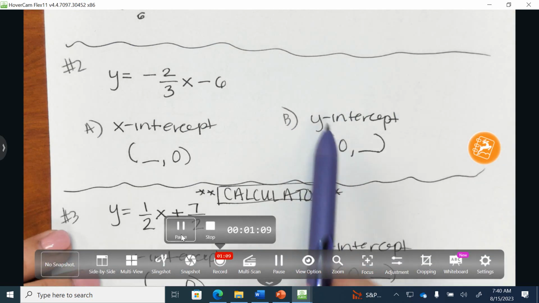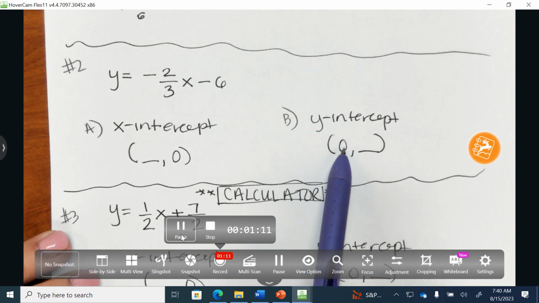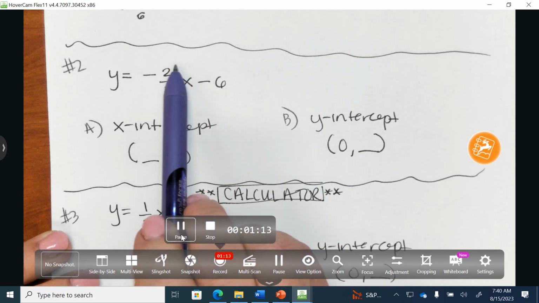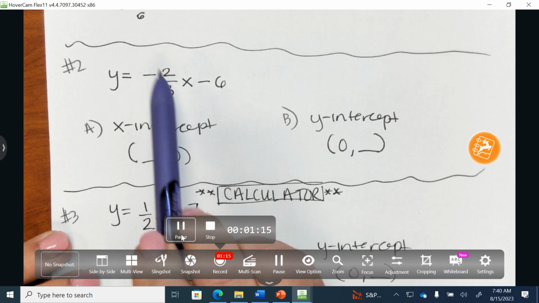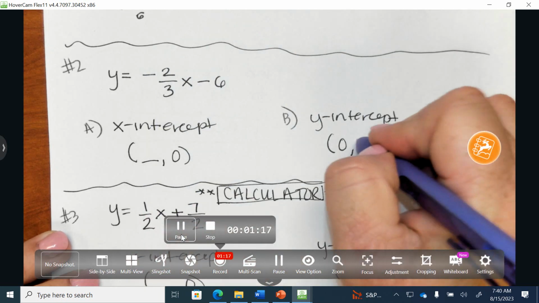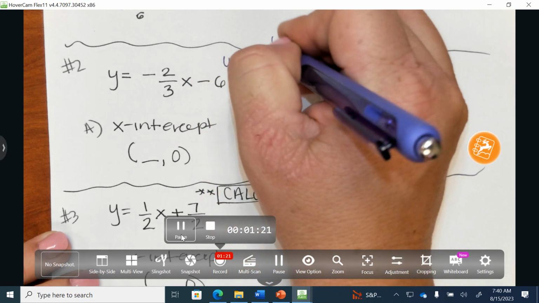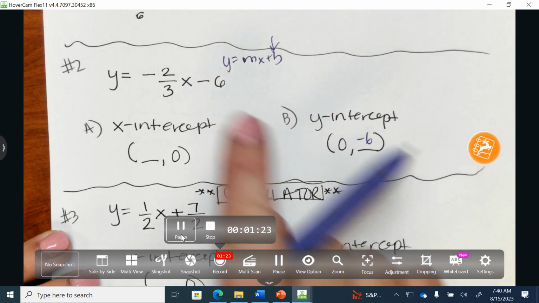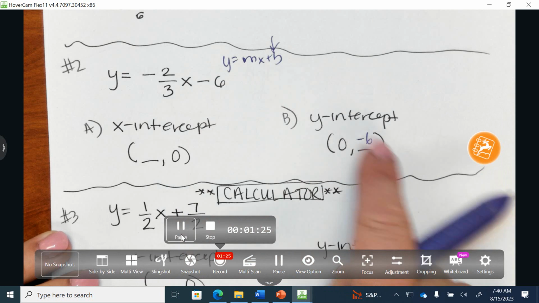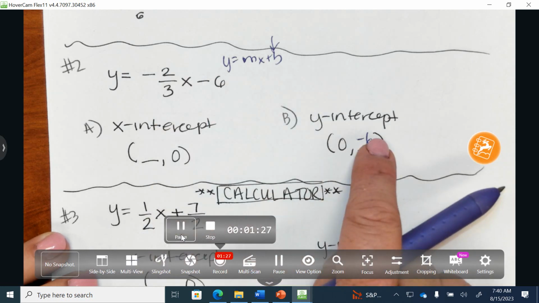Whenever you find the y-intercept, we are going to plug 0 in for x. So negative 2/3 times 0 is 0. 0 minus 6 is negative 6. In this form, y equals mx plus b, the constant, the number that's all by itself with no x, is the y-intercept.